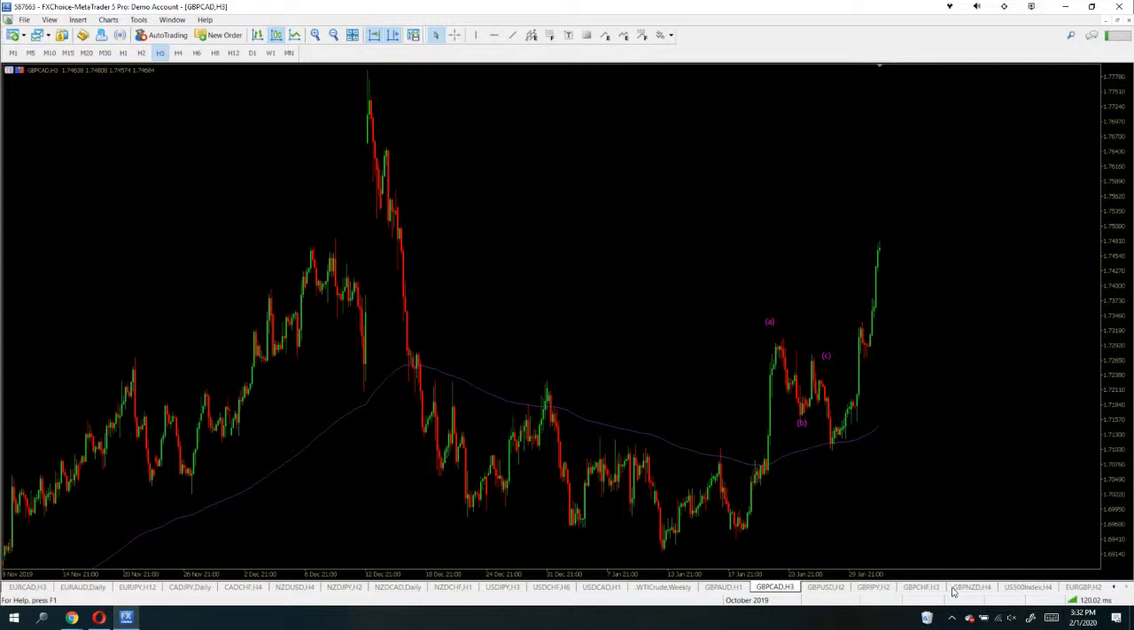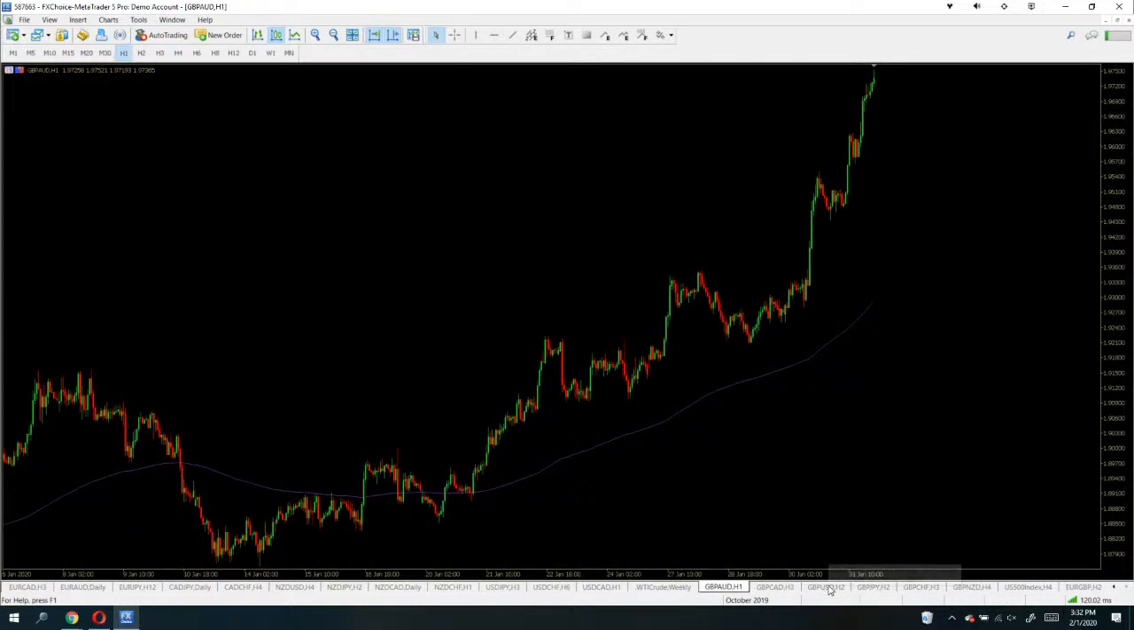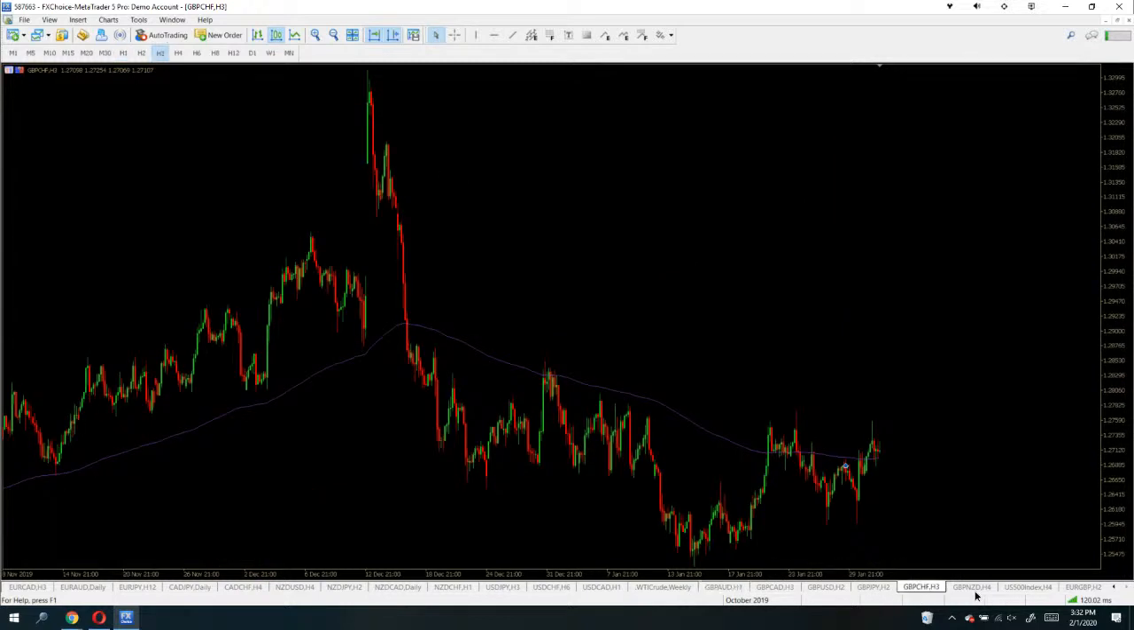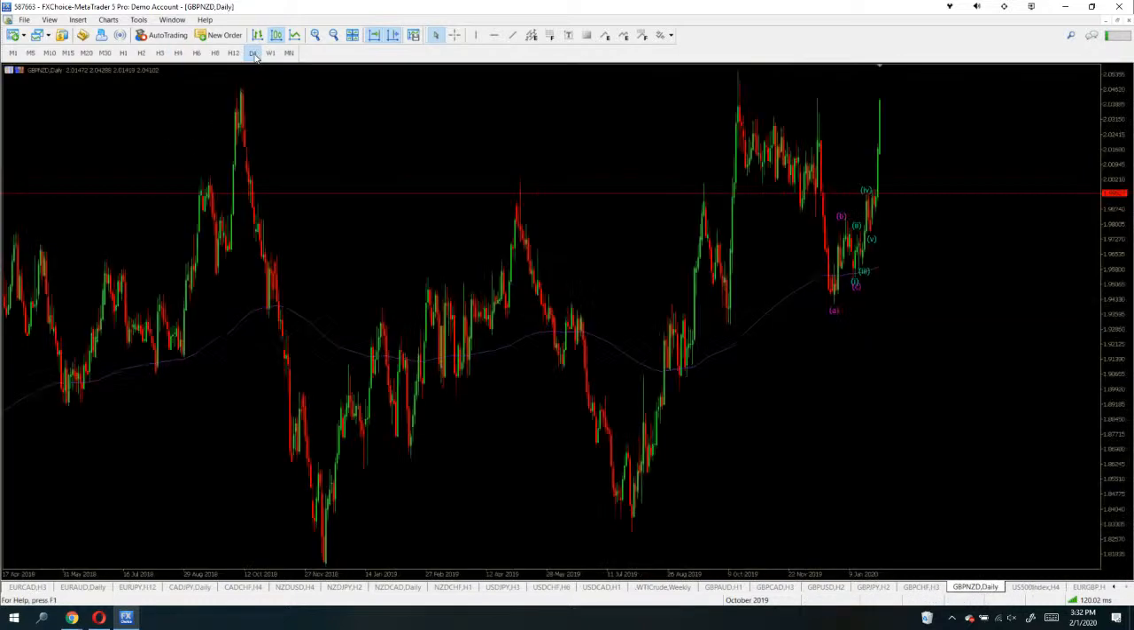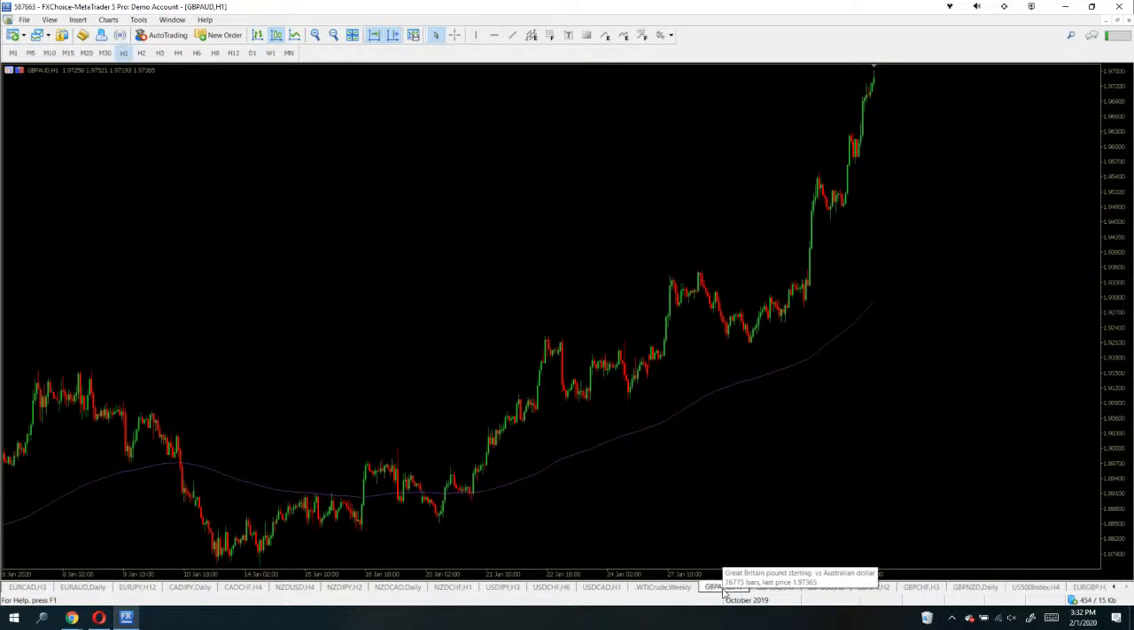All right, what else we got going here? We had another one that was kind of forming. So let's look at the pound versus the Kiwi now. Actually, no, I don't want to look at that one. So all these pound pair guys are moving.